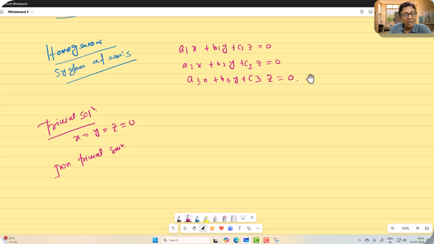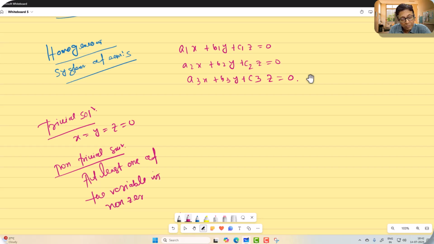Non-trivial solution means at least one of the variables is non-zero. So trivial is when you are getting 0, 0, 0, and non-trivial is when at least one of them is non-zero.